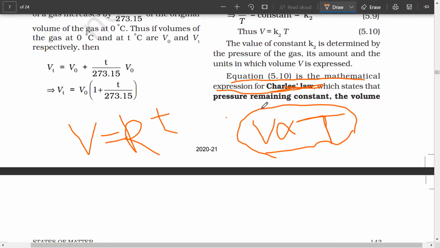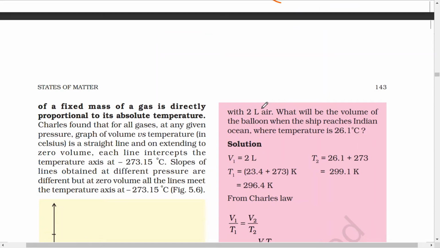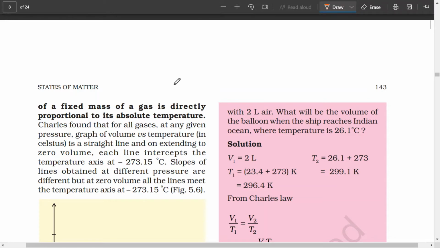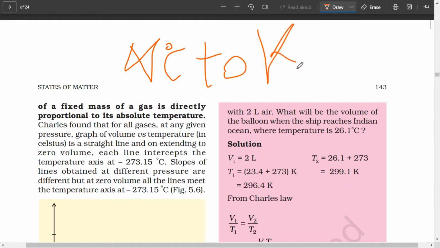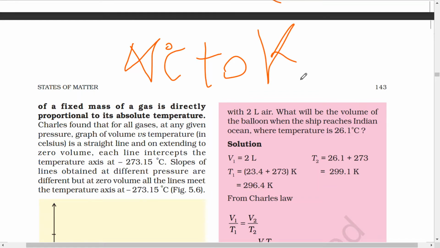With pressure remaining constant, the volume of a fixed mass of gas is directly proportional to its absolute temperature, right? And one very important thing, I think I said it in the last video also. It is very important to convert degrees Celsius to Kelvin, because our chemistry relations won't work if they are not converted into Kelvin, and this will make your answer go wrong, right?